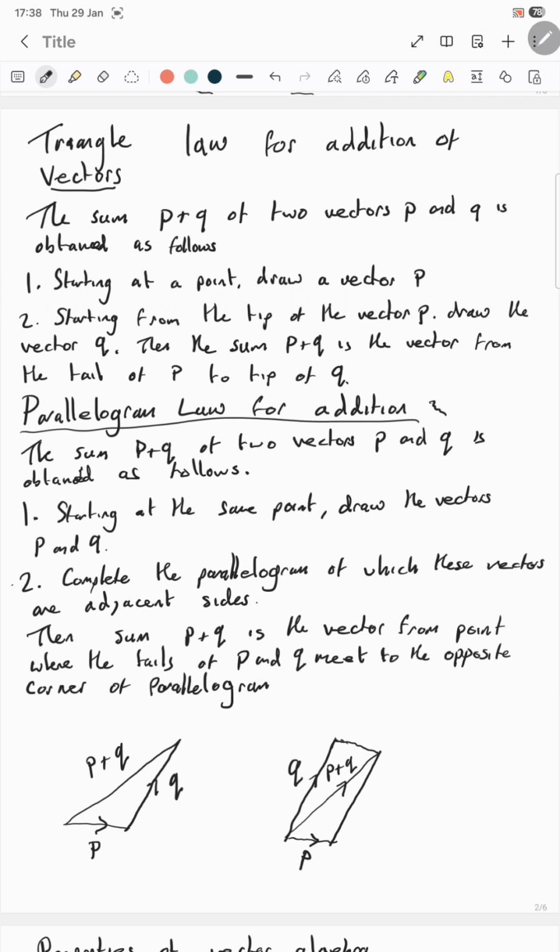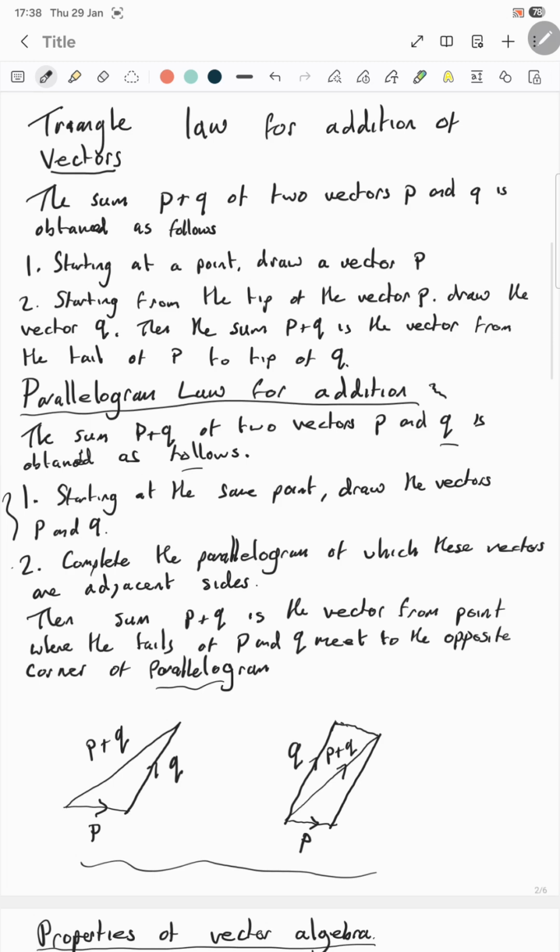parallelogram law for addition. The sum P plus Q of two vectors P and Q is obtained as follows. 1. Starting at the same point, draw the vectors P and Q. 2. Complete the parallelogram of which these vectors are adjacent sides. So the sum P plus Q is the vector from the point where the tails of P and Q meet to the opposite corner of the parallelogram. I'm always going to struggle with that word, which once we've drawn it is here, which should clarify what I'm talking about.